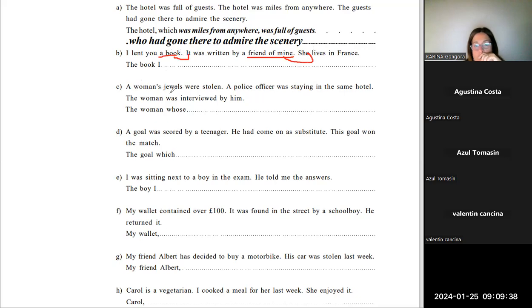A woman's jewels were stolen. A police officer was staying in the same hotel. Oh, okay. So here you need to understand. The woman was interviewed by him. Well, I will see what you do. Trust your imagination.